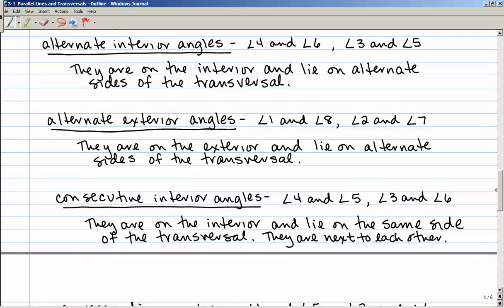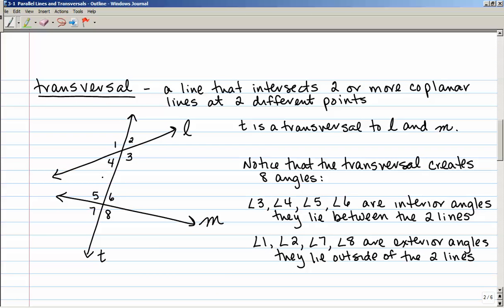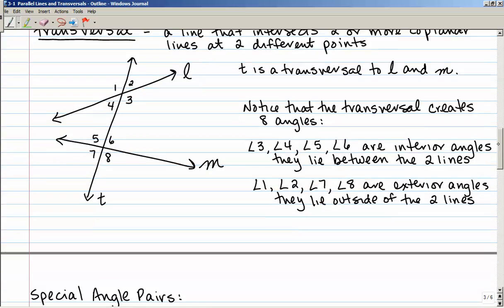We also have consecutive interior angles. An example of this would be angles 4 and 5, and 3 and 6. They're interior because they're between the lines, and they're consecutive because they're right next to each other. They're not on opposite sides of the transversal. So 4 and 5, 3 and 6 are alternate interior angles. I'm sorry, consecutive interior angles.